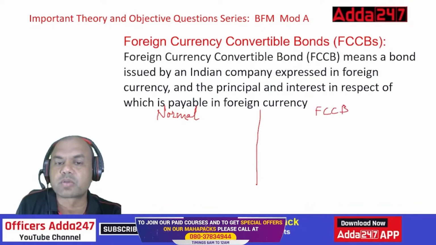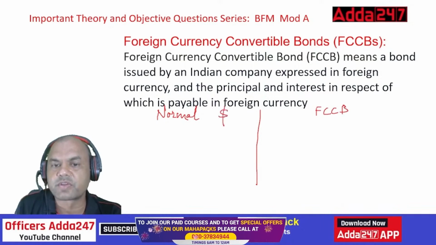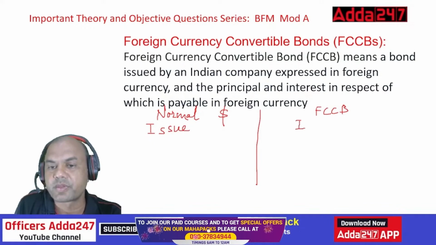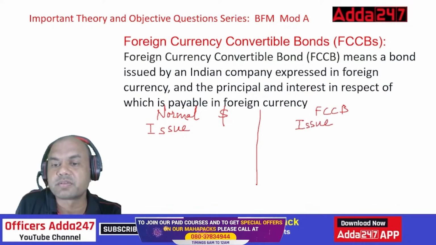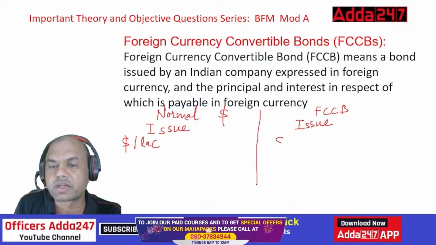Now this is a normal bond in dollars. Normal bond means I issue the bond. Let's say both are issued. Nothing is purchased. I issue, here also I issue. So what is the difference now? Suppose this bond is for, let's say, $1 lakh. Same bond over here, $1 lakh.